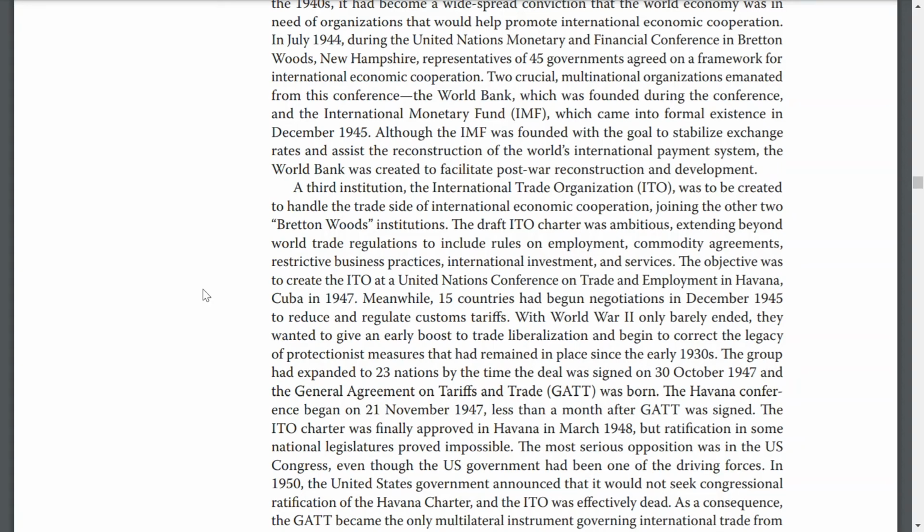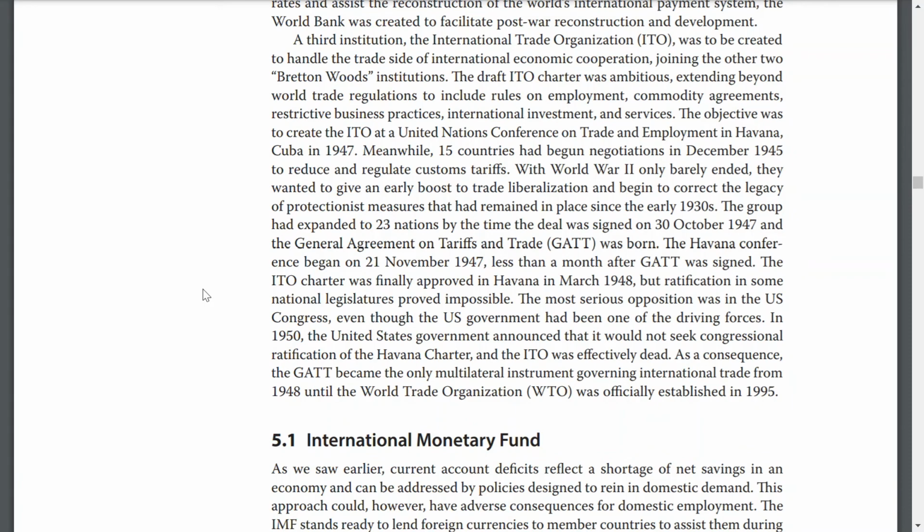The Havana Conference began in November 1947. Less than a month after the GATT was signed, the ITO Charter was formally approved in Havana in March 1948. Ratification in some national legislatures proved impossible. The most serious opposition was the U.S. Congress, even though the U.S. government had been one of the driving forces. In 1950, the United States government announced that it would not seek congressional ratification of the Havana Charter.